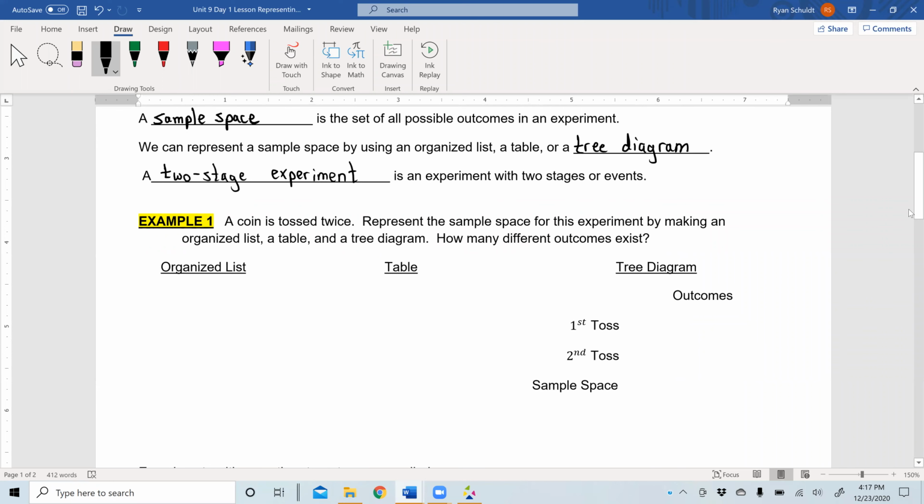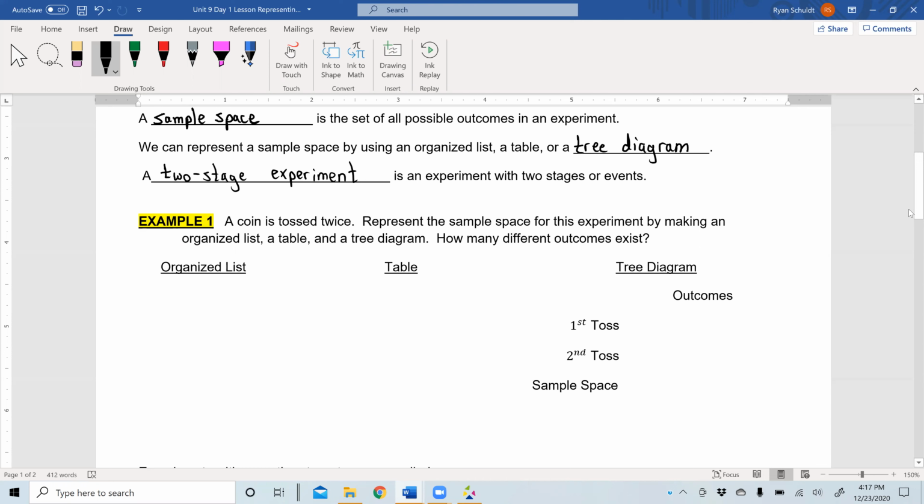And that's going to be our first example, actually. We're going to toss a coin twice. And they want us to represent the sample space for this experiment by making an organized list, a table, and a tree diagram. And then we want to make sure to answer how many different outcomes exist.